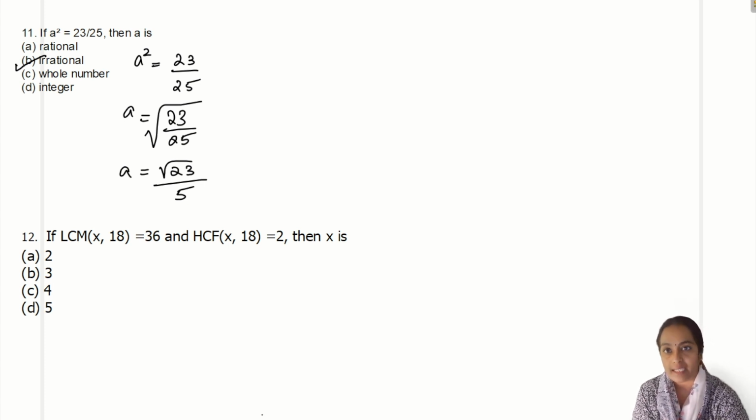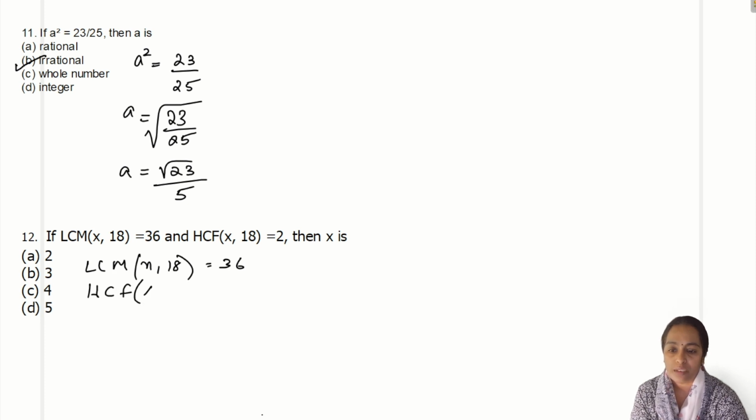LCM of x and 18 is 36. HCF of x and 18. So we don't know the two numbers. One number is x, the other number is 18. X is not told so far. So HCF of x and 18 is 2. The question is actually asking you to find the value of x. So we have the two numbers x and 18, whose LCM is 36 and whose HCF is 2.